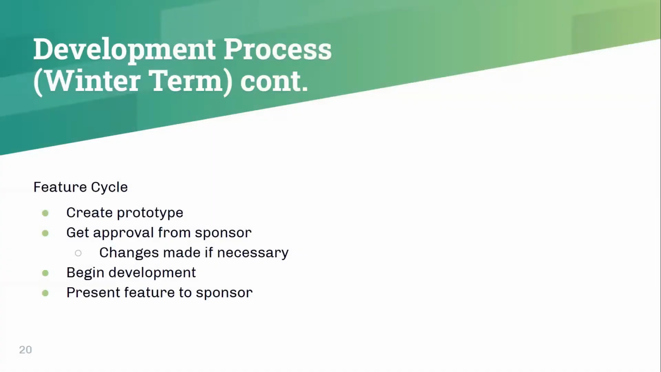And for our feature cycle, we began by creating a prototype, which we would then show to the sponsor to get their approval. And if we needed, we would make changes and then bring it back to them with as many iterations as necessary in order to get something that they were really happy with. And then once we had their approval, we could begin development. And once development was over, then we would end by presenting that specific feature to the sponsor.